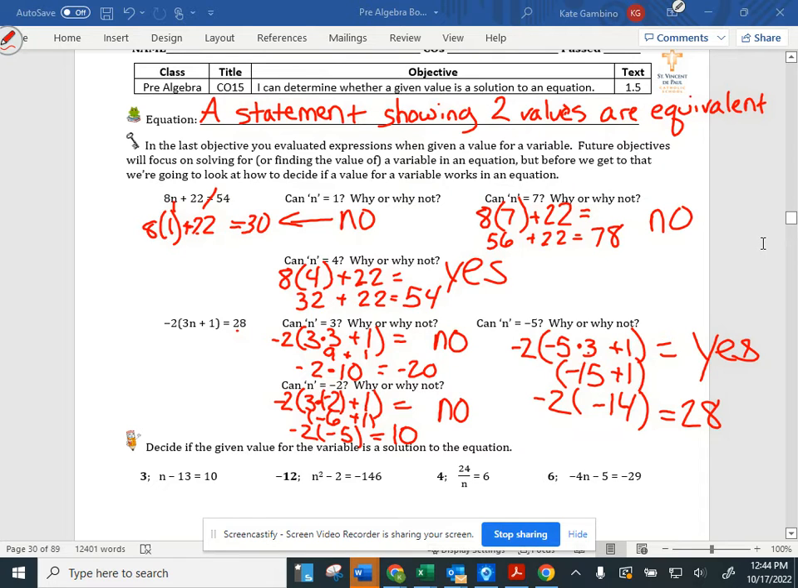Gets a little messy when I'm writing it with the marker here. So this is -2 times 3 times -2 plus 1. So 3 times -2 was -6 plus 1. Those are still inside the parentheses. So we do that, it's -5. So then -2 times -5 gave me my positive 10.